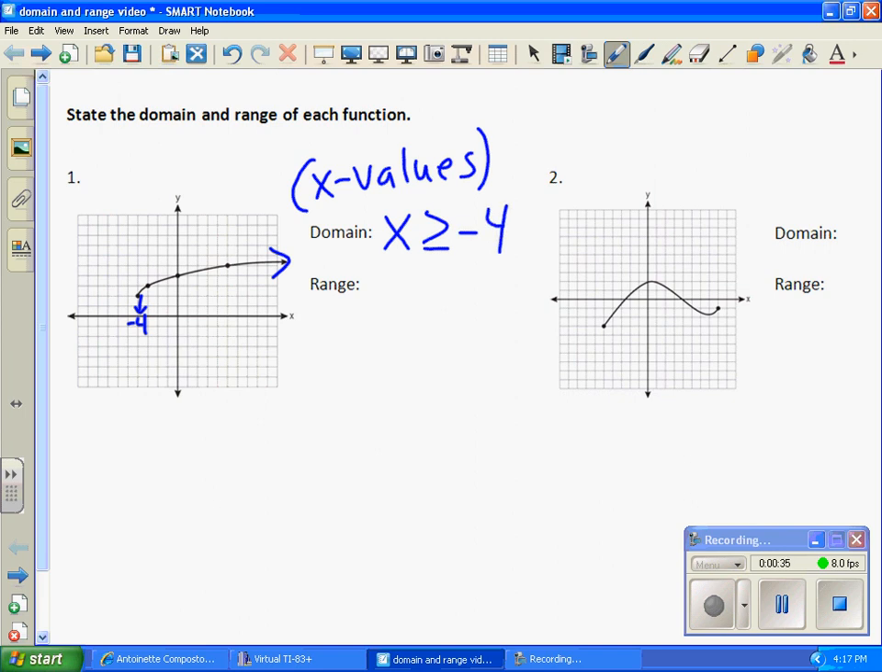Our range are our y values. When we try and find range from a graph, we're going to look at our lowest to highest point. So our lowest point here, bring it to the y-axis, is 2, and our highest point is all real numbers. You have an arrow, which means that it's going to keep going all the way up. So our range would be y is greater than or equal to 2.